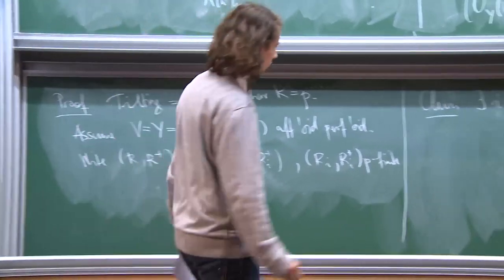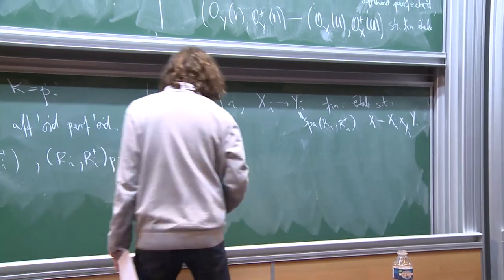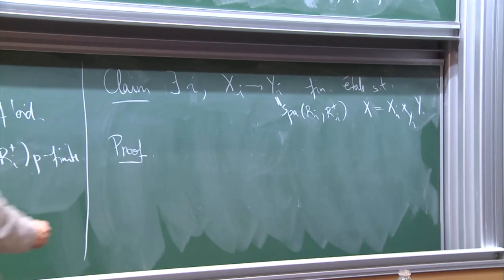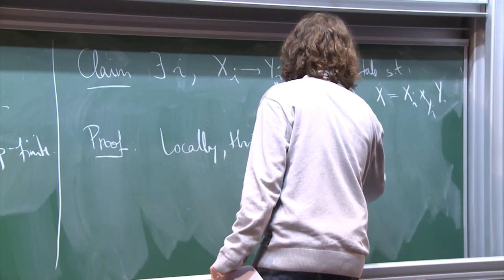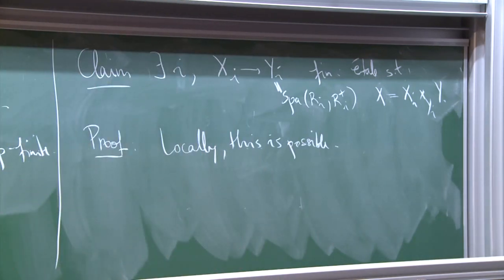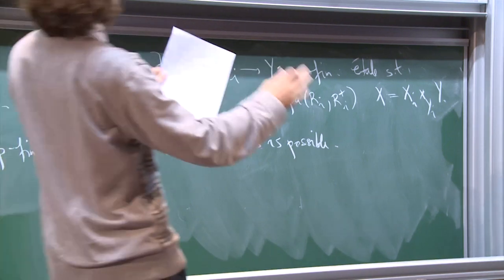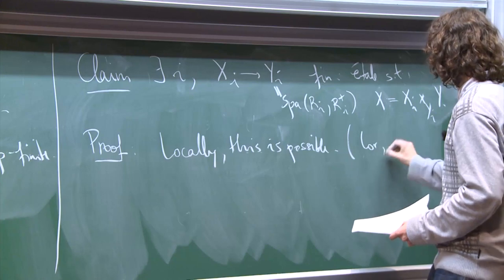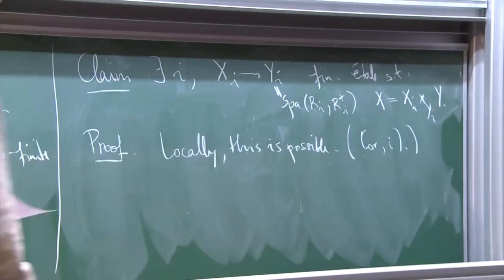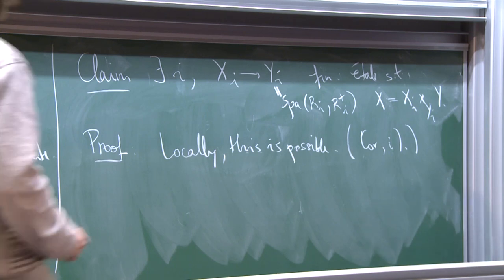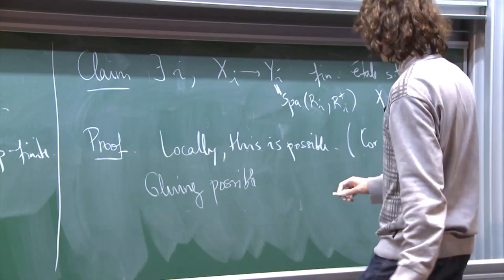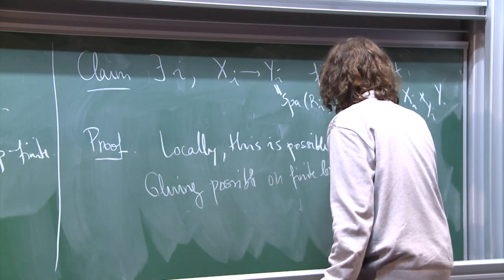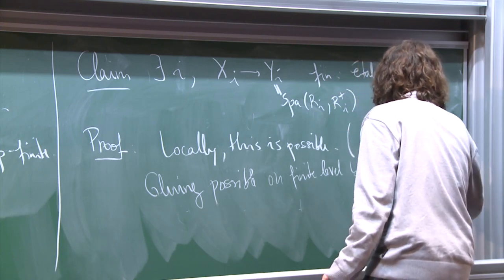And to justify this claim, we know that locally this is possible. So we can find a finite cover of this Y by some rational subsets, such that in each rational subset we can find such a finite étale algebra, due to the corollary part one. And so the gluing is also possible on a finite level, because the spaces are quasi-separated.